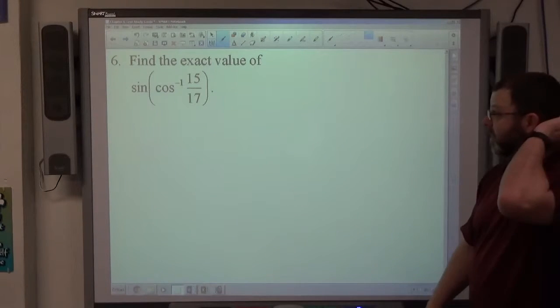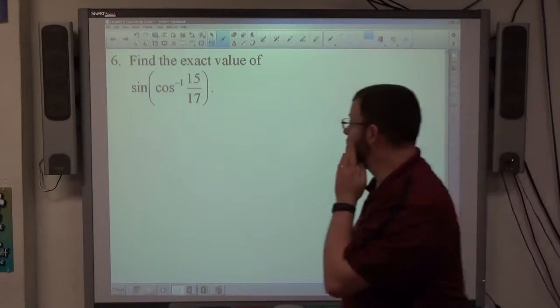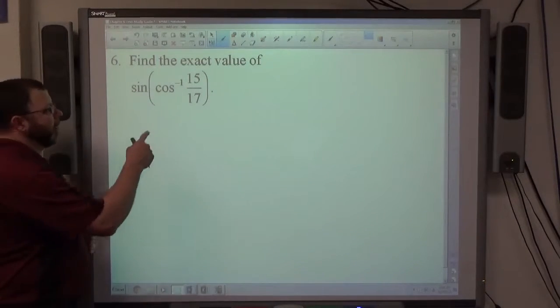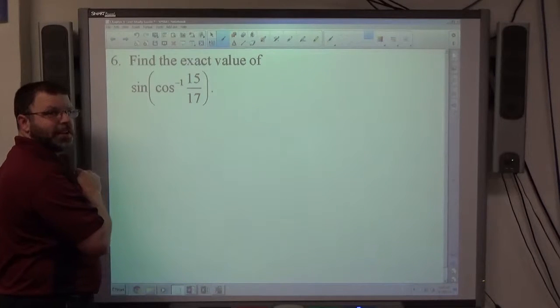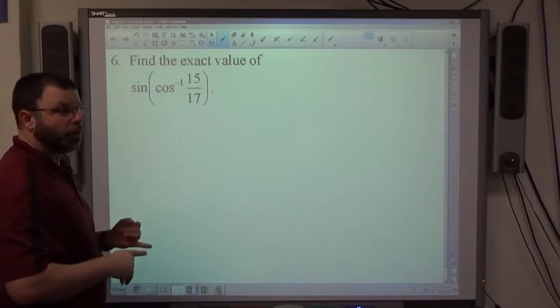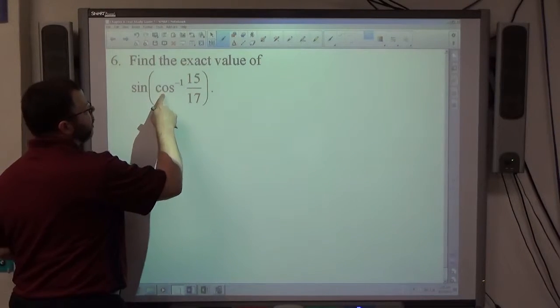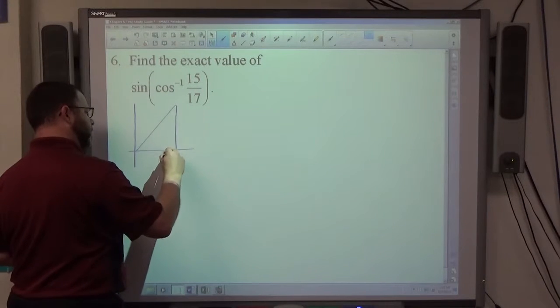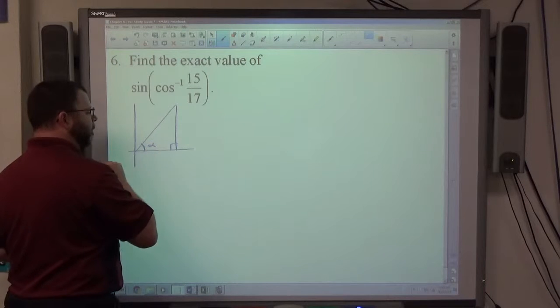Number 6, find the exact value of sine of inverse cosine of 15/17. Now this one doesn't specify quadrant. Remember that cosine lives in quadrants 1 or 2, so does secant. The other 4 live in quadrants 1 or 4. So this is inverse cosine of positive 15/17, that's quadrant 1. I'm going to call it alpha.